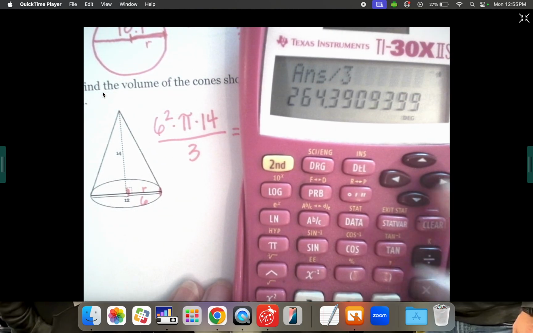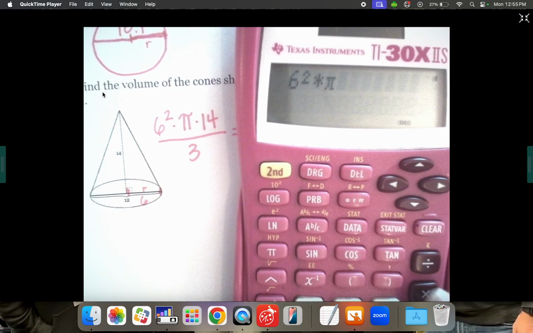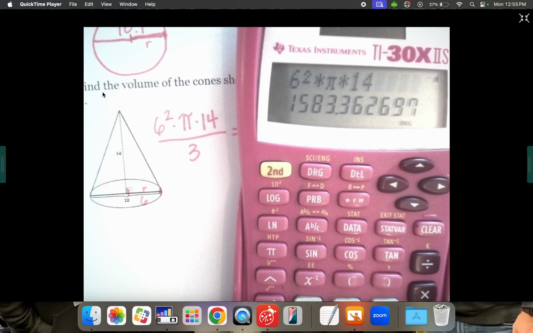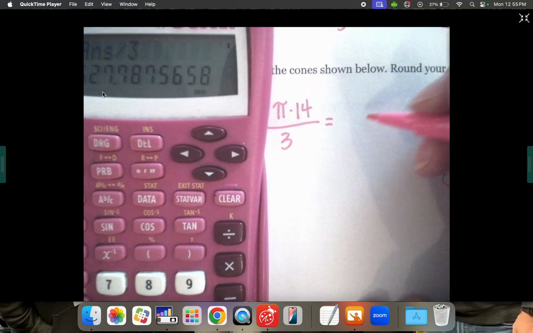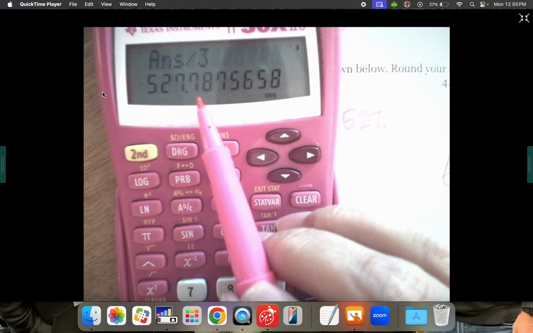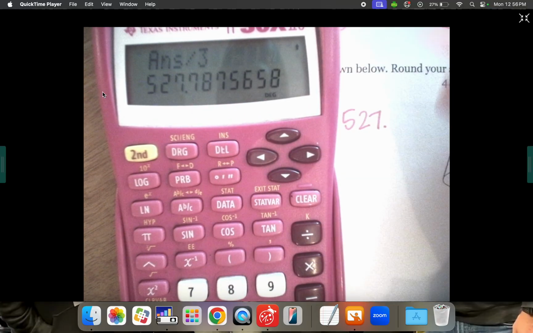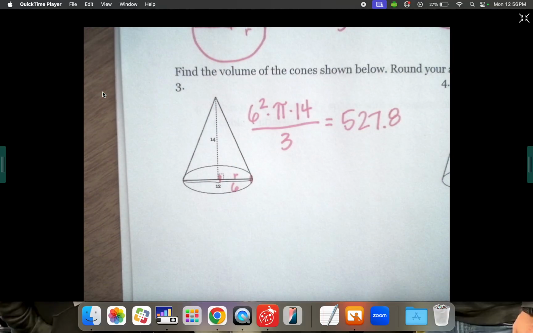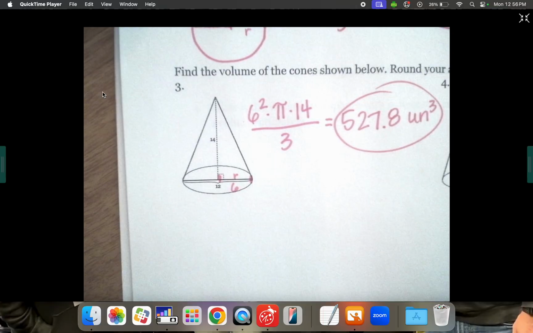Once you have the formula figured out, it's actually very easy. 6 squared times pi button times 14 equals, divided by 3 equals 527.7, but the digit after it is going to bump that 7 up to an 8. And the unit, it doesn't tell us, so cubic units, whatever the unit is.